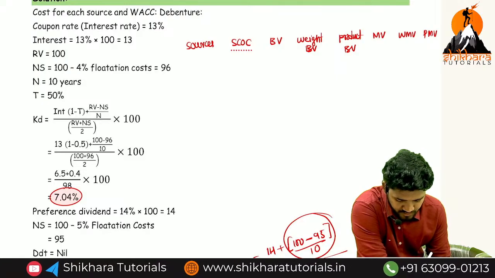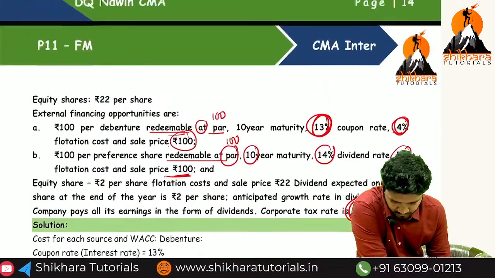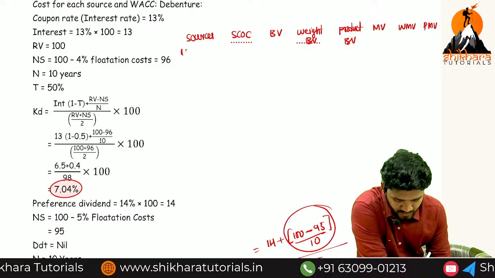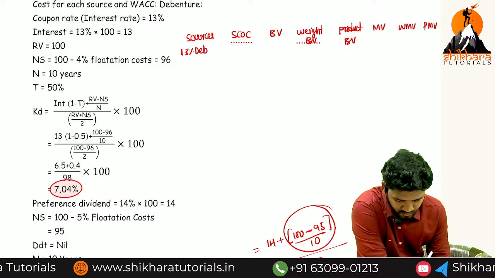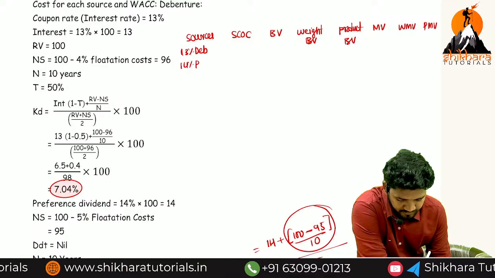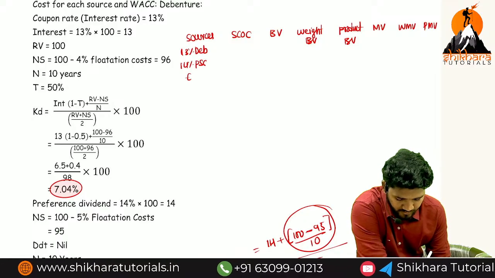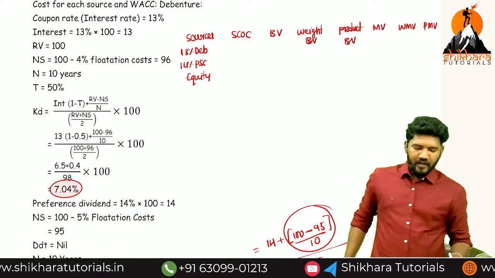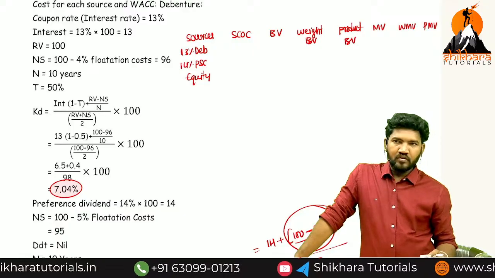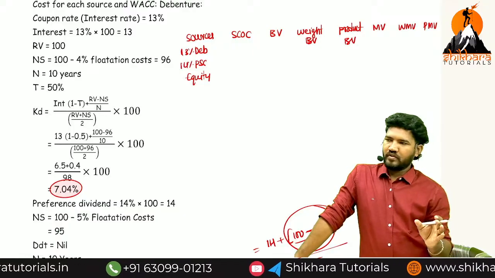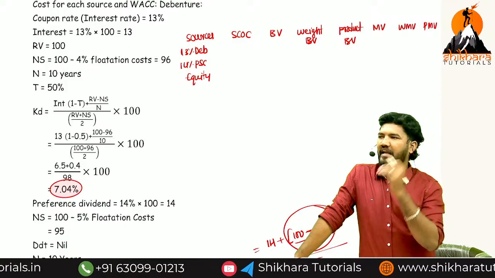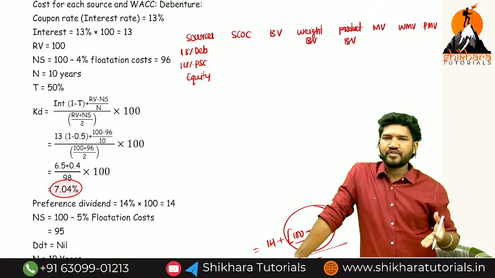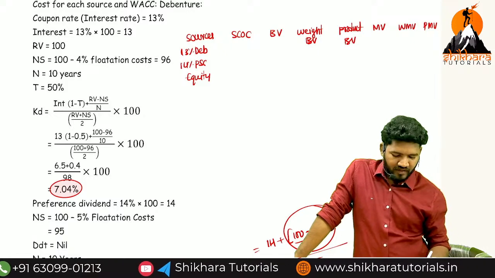How many sources? Percentage of debenture? 13% debenture. 14% preference share capital. Equity share capital or equity? Equity. Now when it comes to specific cost of capitals, don't follow the order. As per order we are writing KE, but understand the sequence of sources we recorded. KD first, KP second, KE third. KD first.